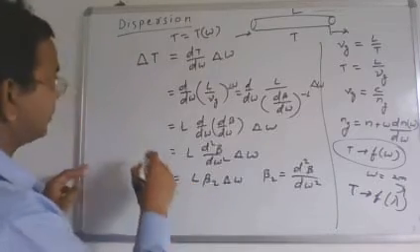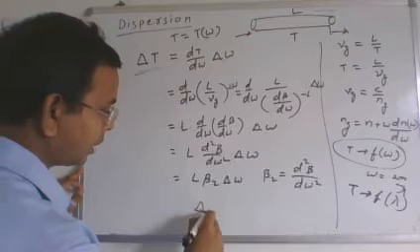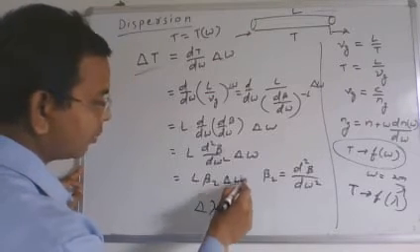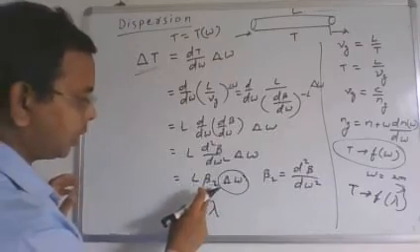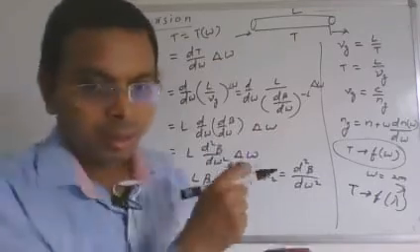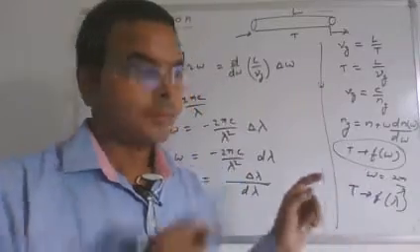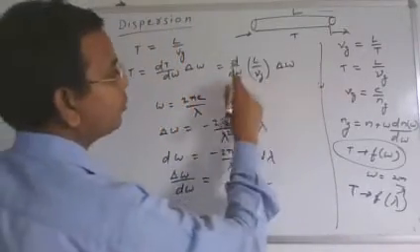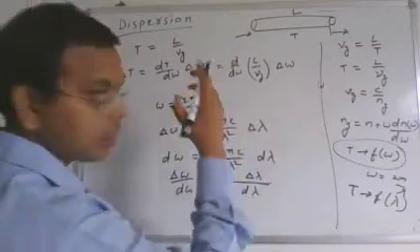Sometimes this dispersion, this delay, is measured in the form of Δλ. So we will convert this Δω into Δλ and β also in the form of λ. Let me do that. So here this Δω and ω need to be converted into λ. We need all the expressions in the λ form.